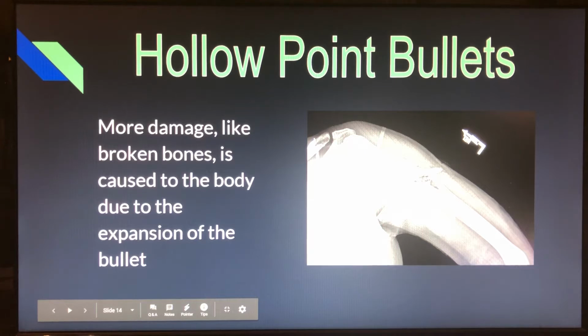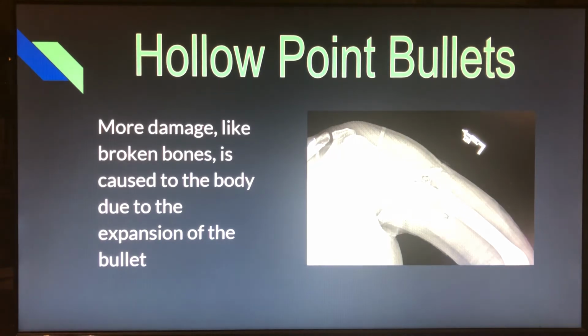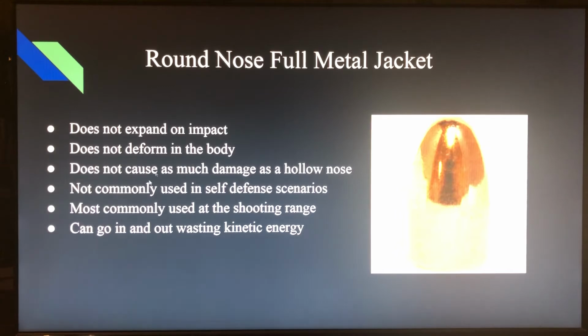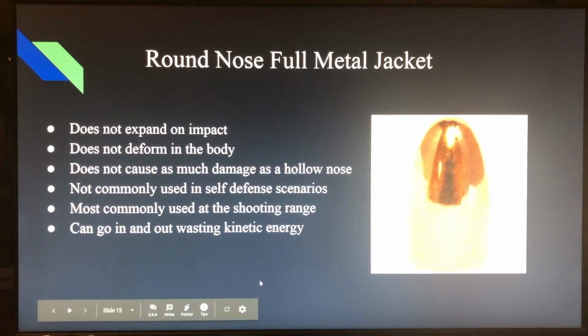So this is just an example of the damage that hollow points can cause. This is a fractured bone in the arm. So like we were saying, round nose is an example of the non-expanding bullet. So they do not expand on impact. They do not deform in the body. They do not cause as much damage as hollow nose. They are not commonly used in self-defense scenarios and are more commonly used at shooting range.